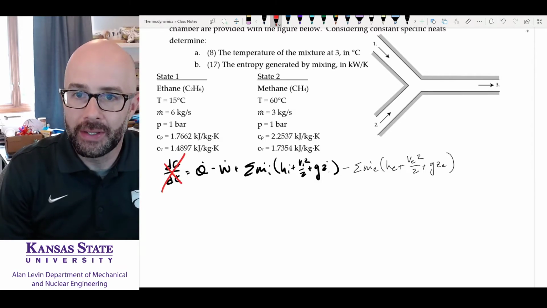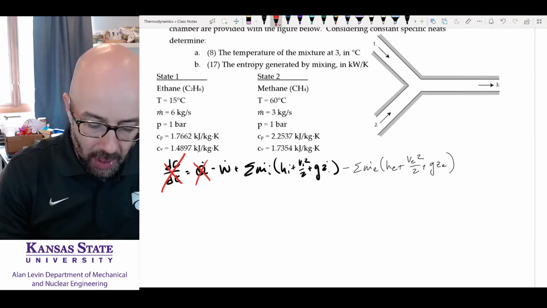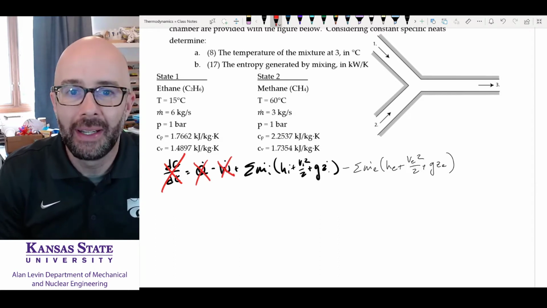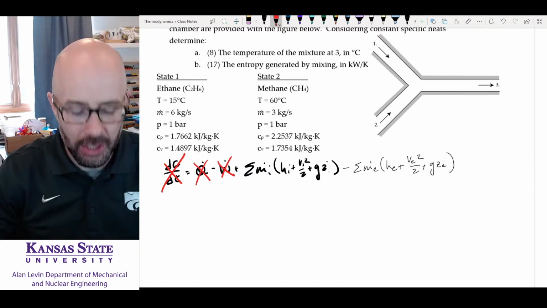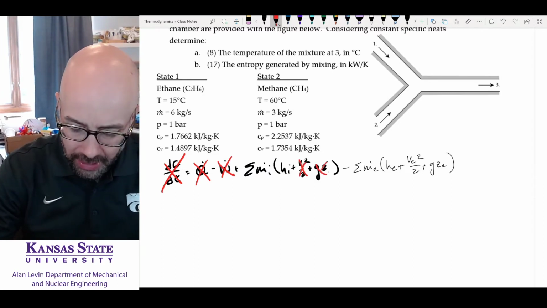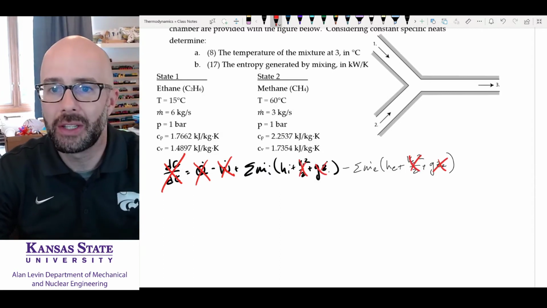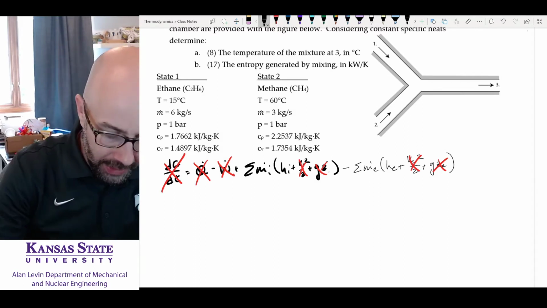We are going to consider that it's adiabatic because that's what the problem statement told us. There's no power in this situation, and no kinetic or potential energy effects as well. So all those things go away, and we're left with this.